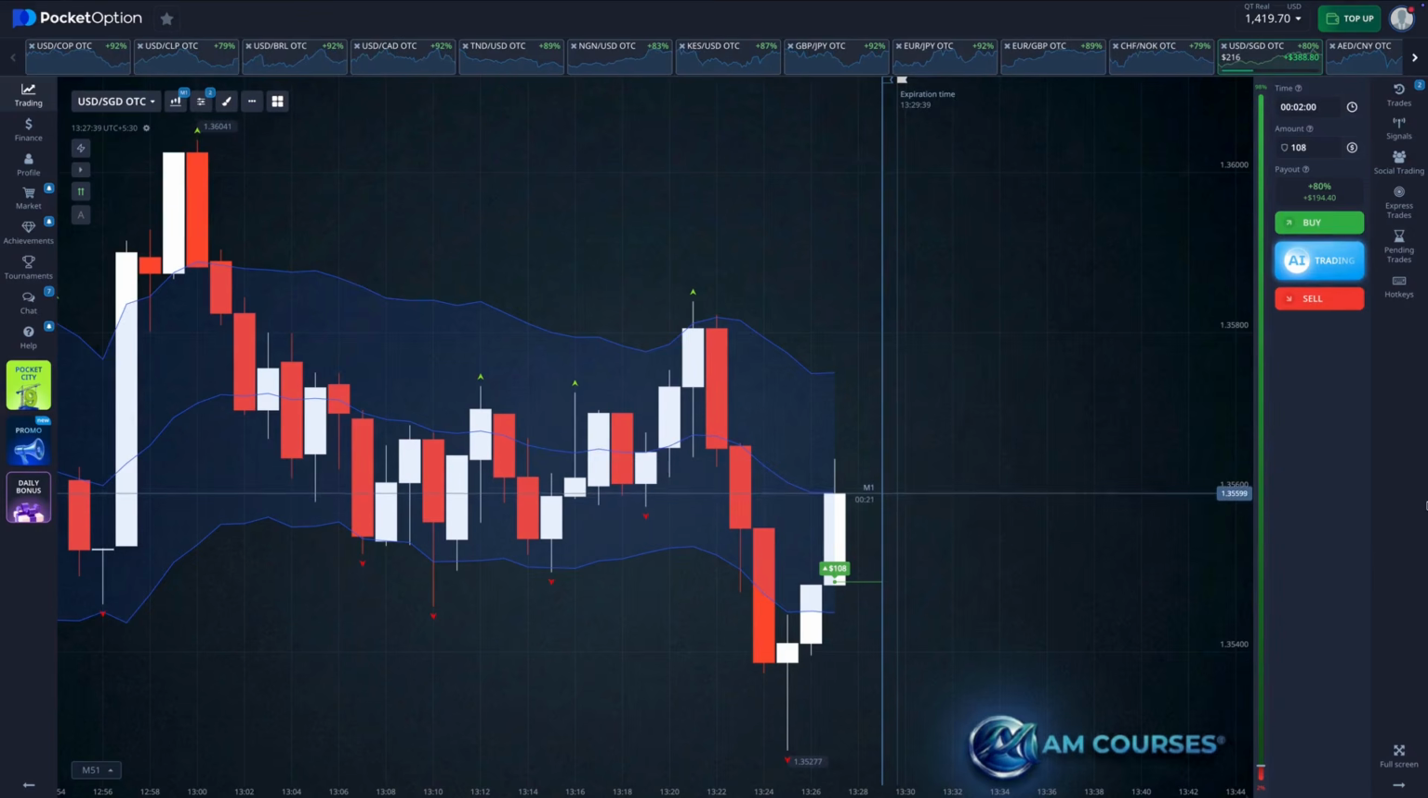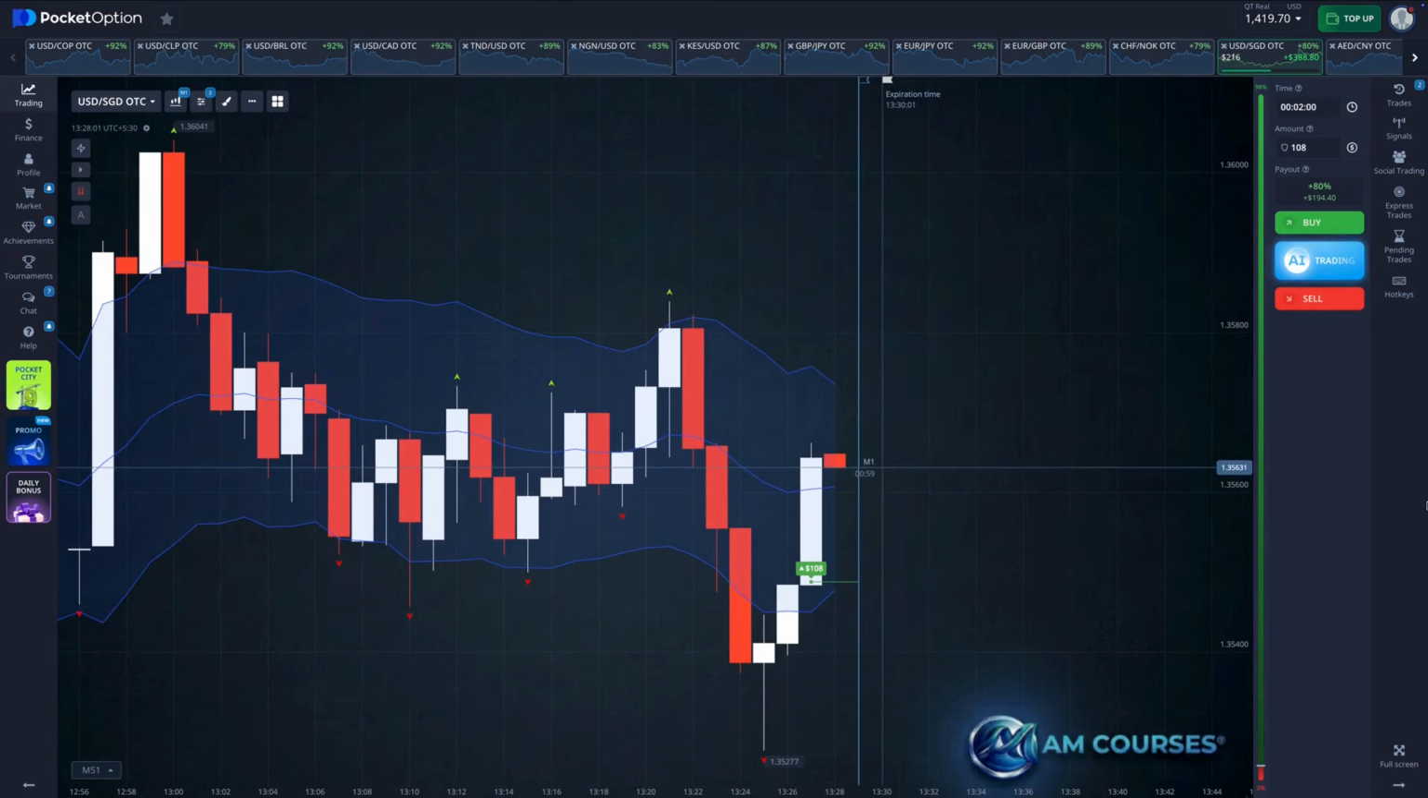This loss doesn't mean the Keltner-Fractal Bounce is broken. It means the market had different plans for this particular moment. You take the loss, you move on, and you wait for the next valid setup. That's what separates traders who survive from traders who blow their accounts: emotional control, and process over outcomes.